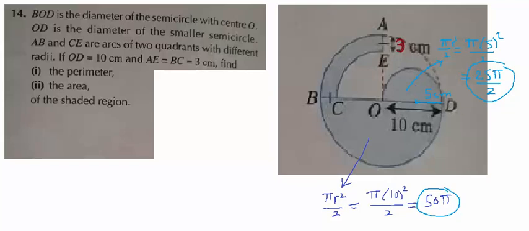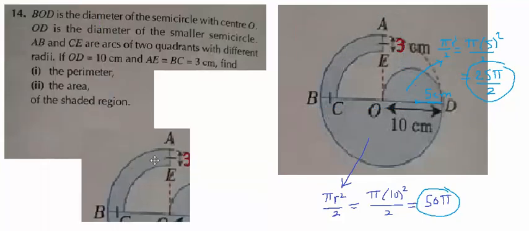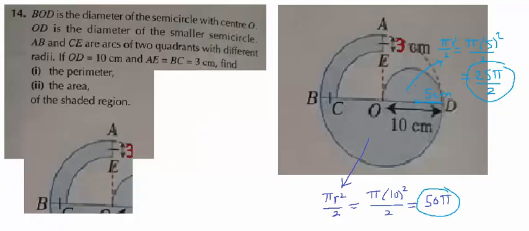So let's make a copy of this part. Here they give some information that this length is 3 and this mark means this is equal to this. It means this is also 3. So this indicates that this is the quadrant and this is the smaller quadrant. So the area of this part will be the bigger quadrant minus the smaller quadrant.